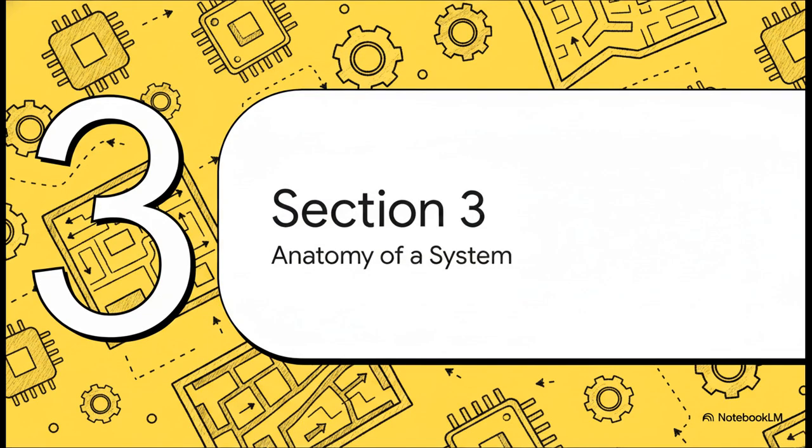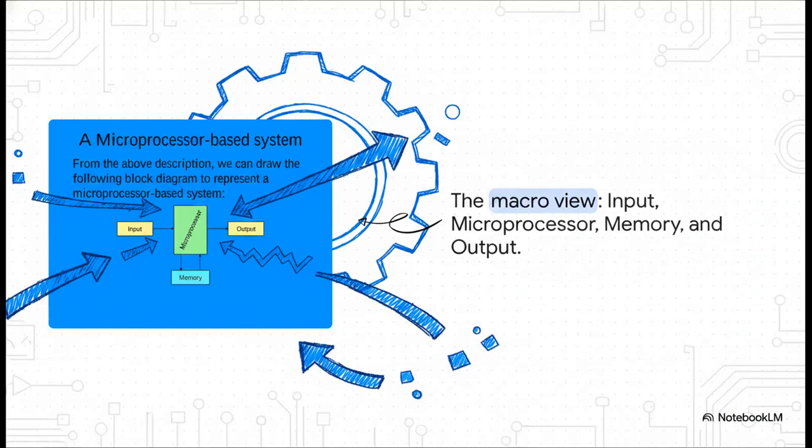Which brings us to Section 3, Anatomy of a System. Let's zoom out for a second. When looking at the macro system, right there in the center is the microprocessor. Data flows in from an input block, goes right into the processor to be manipulated, and then flows out to an output block. But notice that crucial connection to the memory block.